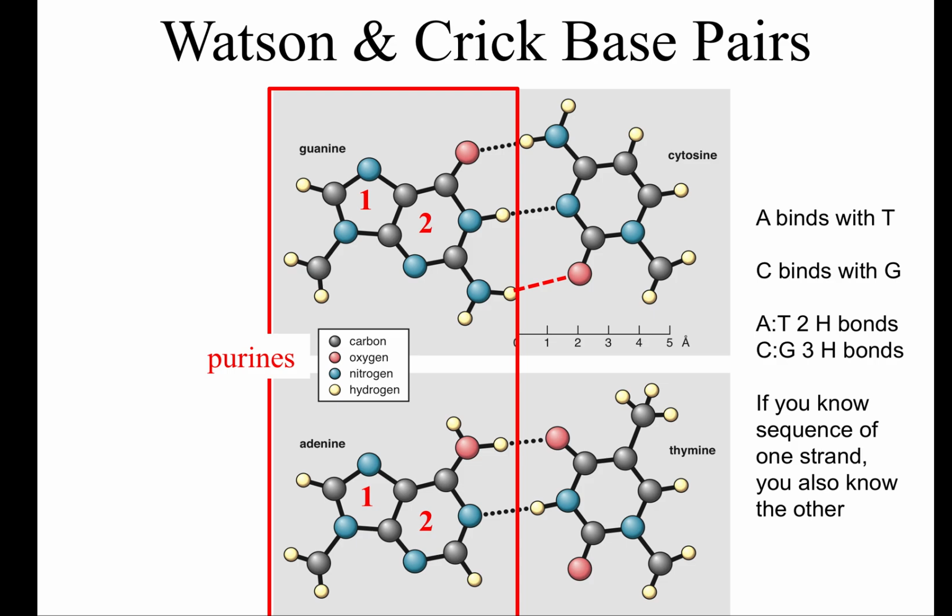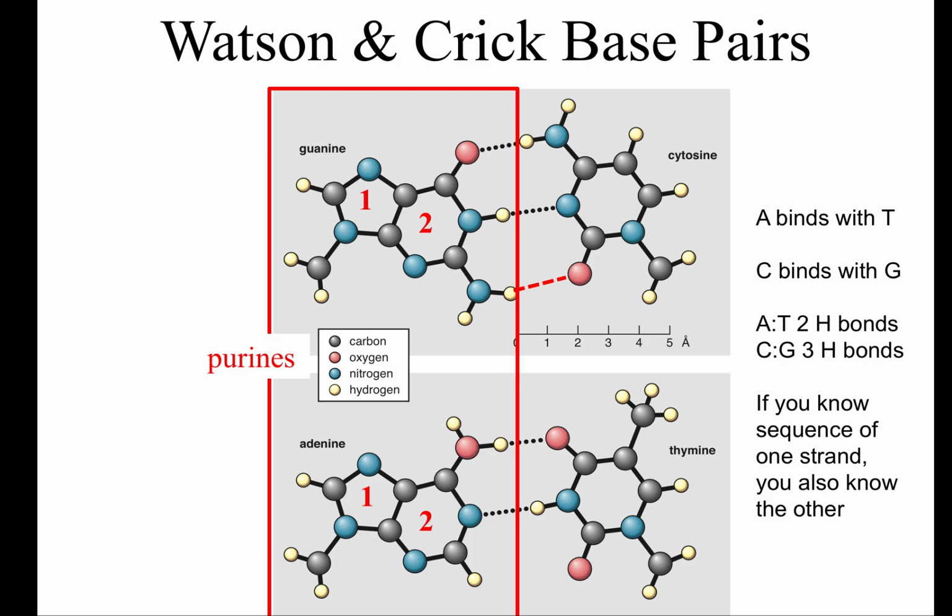Okay, A always binds with T, except sometimes if we're talking about DNA. Later on when we talk about RNA, we'll break that rule. But right now we're just talking about DNA. And A always binds with T, and C always binds with G. C always binds with G no matter what we're talking about, RNA or DNA. Okay, so A with T, C with G. A with T is 2 hydrogen bonds. C with G has 3 hydrogen bonds. It takes more energy to break a CG bond than it does an AT bond.